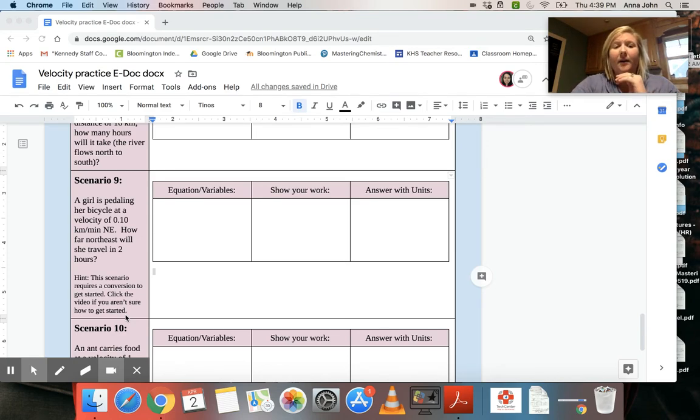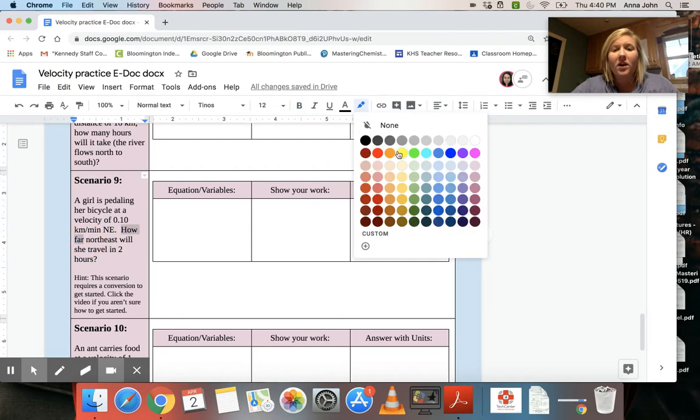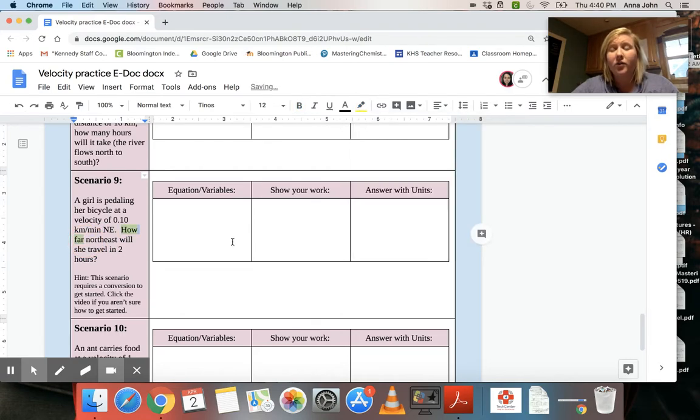We've been putting units on all of our numbers and all of our answers, and we're going to see why that happens here. Our scenario says a girl is pedaling her bicycle at a velocity of 0.10 kilometers per minute northeast. How far northeast will she travel in 2 hours? My question word is how, so I'm looking at how far she will travel. When I answer how far, I'm going to answer with a distance.